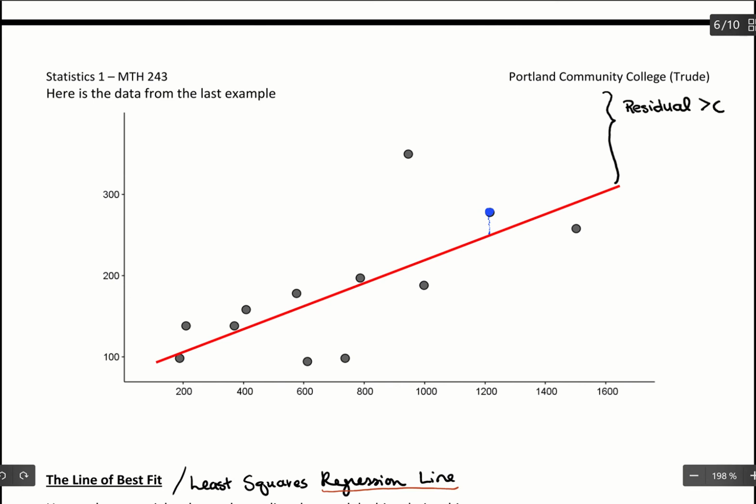So when you calculate residuals for those values, it should come out to be positive. And what this relates to in terms of how we're predicting values is that it's underestimating what's actually happening.